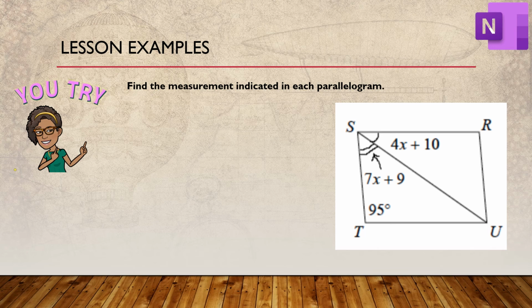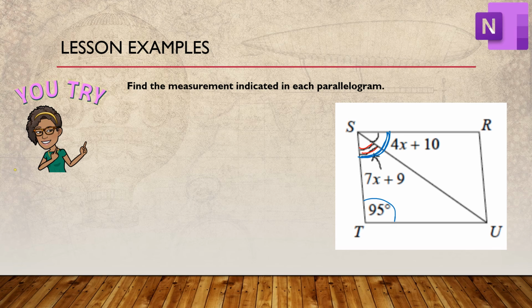So the first one says, find the measurement indicated in each parallelogram. So we're trying to find this little angle right here. Well, first we have to identify what's been given to us. I see that angle T in the parallelogram has been given to us, and I see that there is a whole measure of angle S that has been split, but it has been given both of the expressions to represent both of the angles.